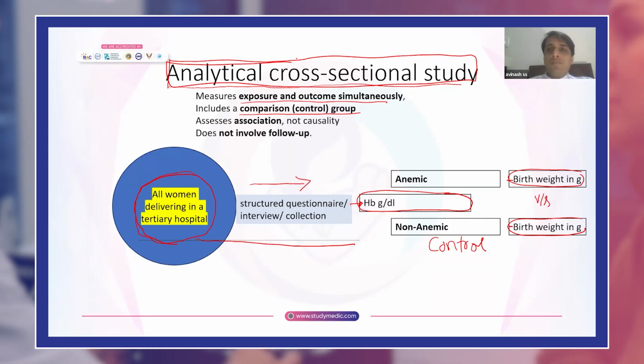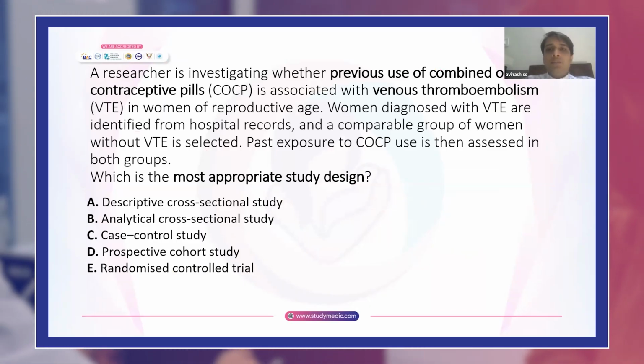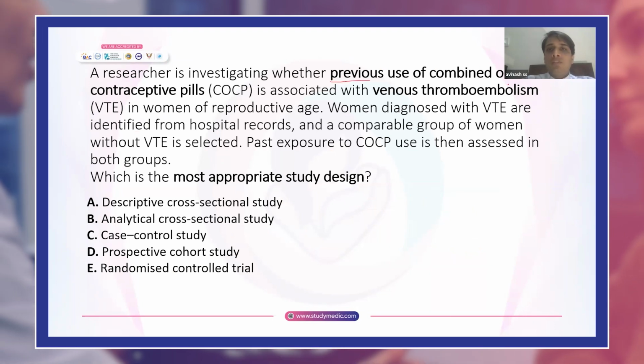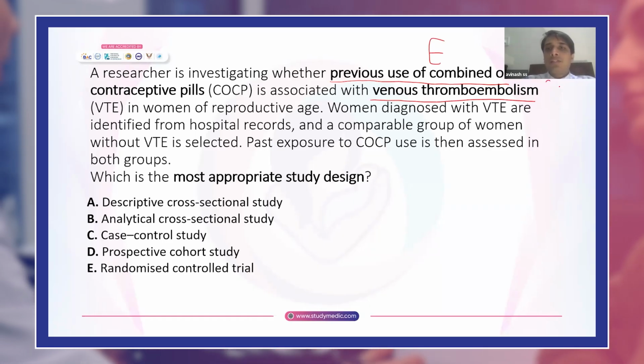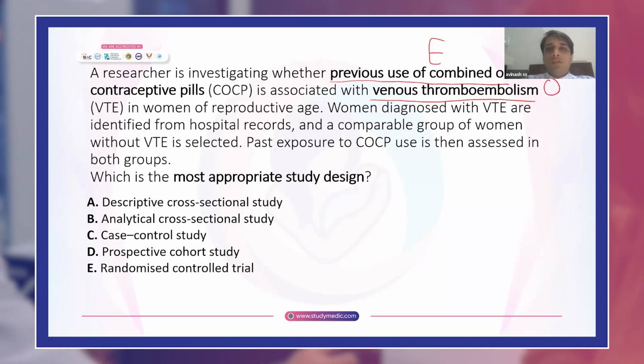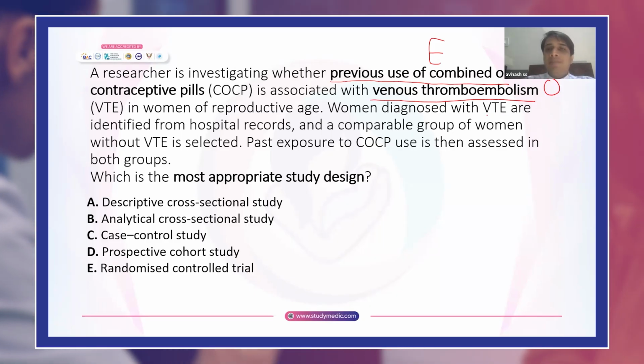So now the next question. If you see the contrast to this, a researcher is investigating whether previous use of combined OC pills, oral contraceptive pills, is associated with venous thromboembolism. So this is the exposure and venous thromboembolism is the outcome, in women of reproductive age. So women who are diagnosed with venous thromboembolism are identified first.